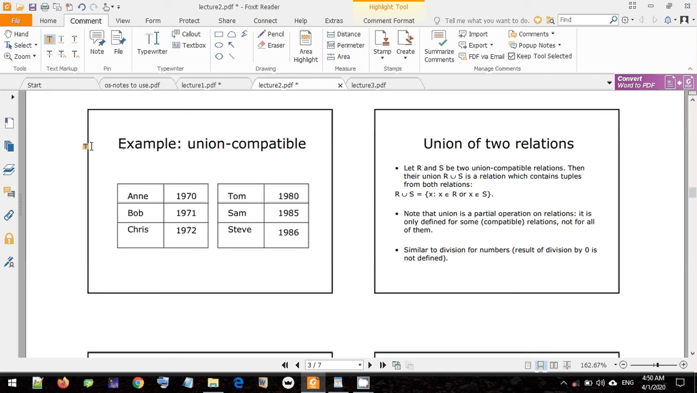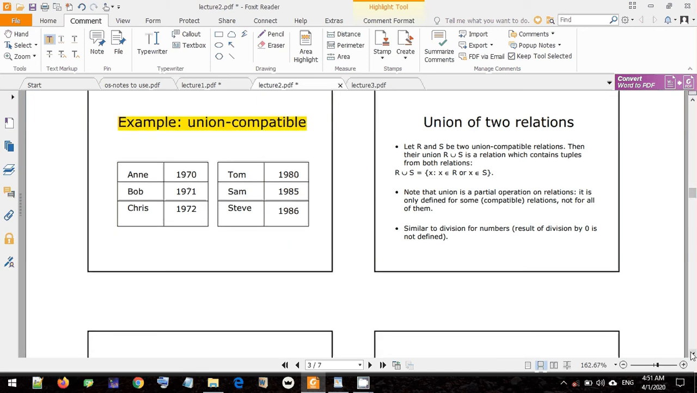Now let's look at this other example. We see that this one is union compatible because first, the two relations are of degree 2. The contents of both relations are similar. We have the first domain which contains name, the second domain which contains year of birth, so they are union compatible.